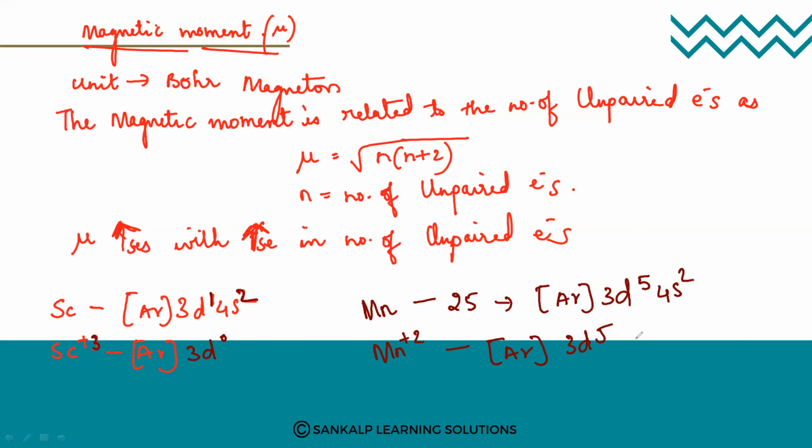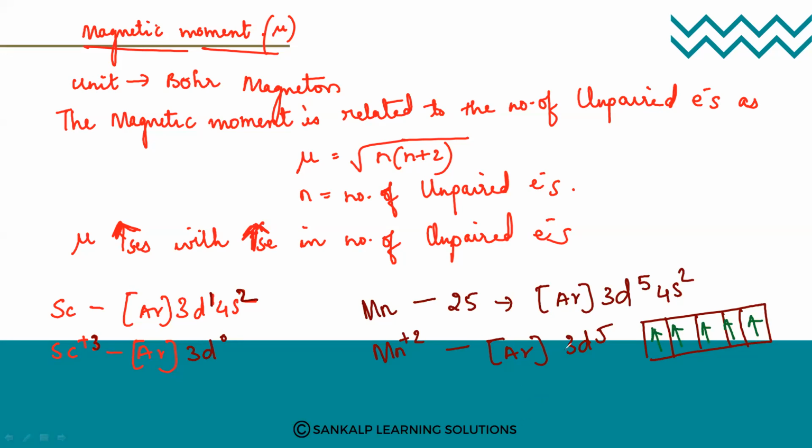So the number of unpaired electrons. How will we write the unpaired electrons? Just see how the electron filling takes place. You have studied this in first year. The filling of electrons takes place first singly, right? So 5 electrons are there. First the electrons will be filled singly and then the pairing will take place. This is the rule.